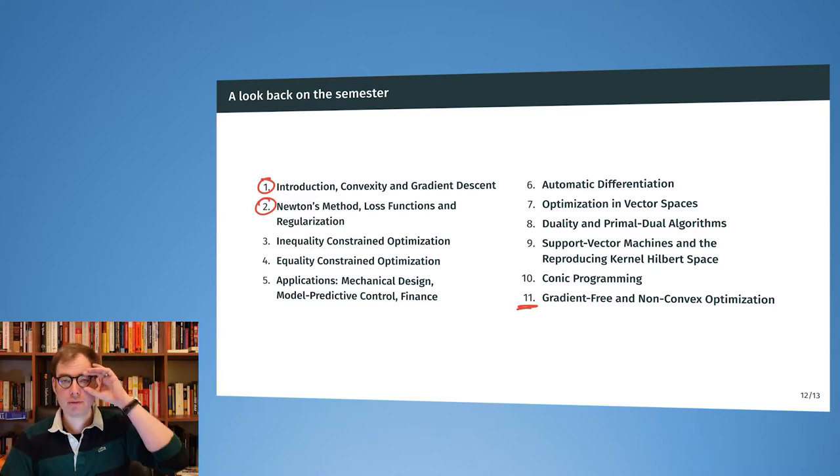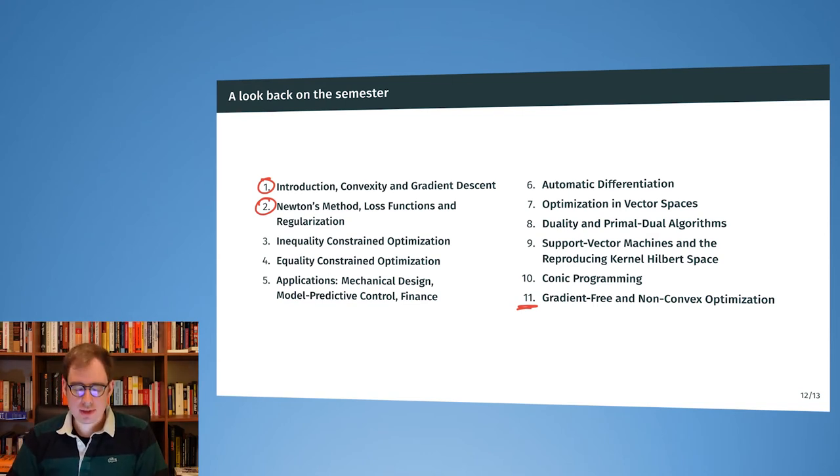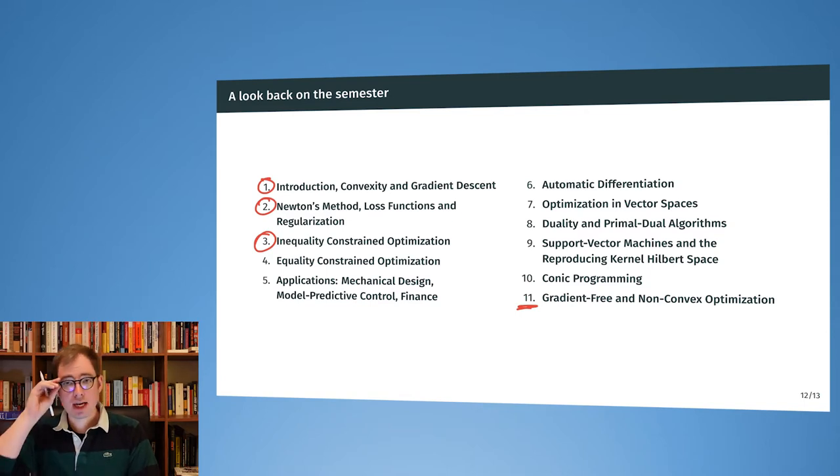We also learned a lot about linear algebra. We learned how to solve the Fibonacci sequence with linear algebra, and about the Newton's method, and how much of a speed up we can get by considering second order information also during optimization. Then we added constraints, first inequality constraints and logarithmic barriers as the trick to convert them back to something that can be solved, for example, with the Newton method.